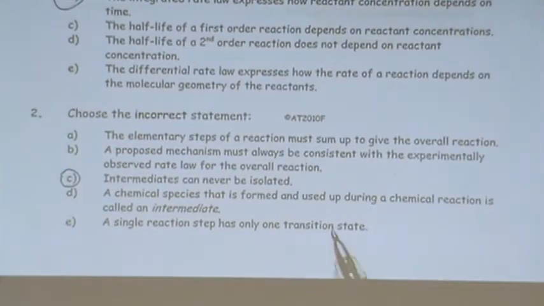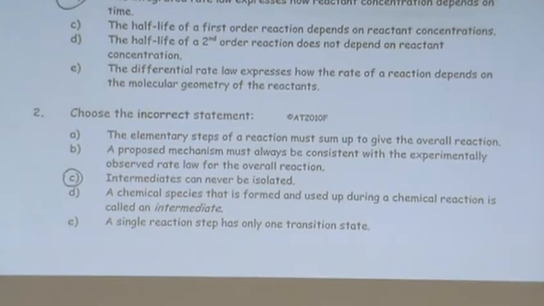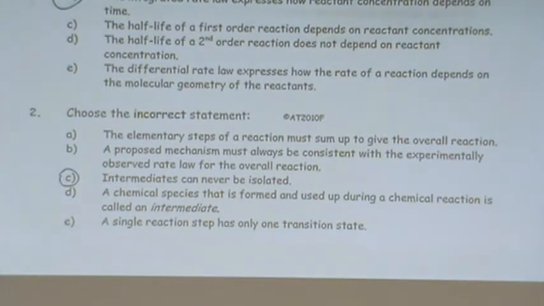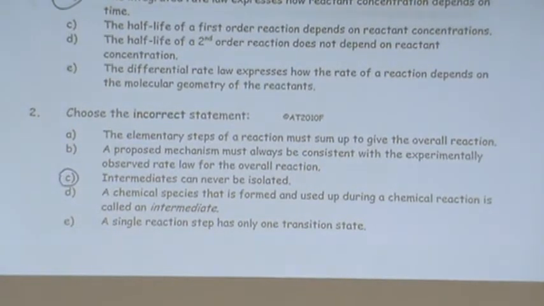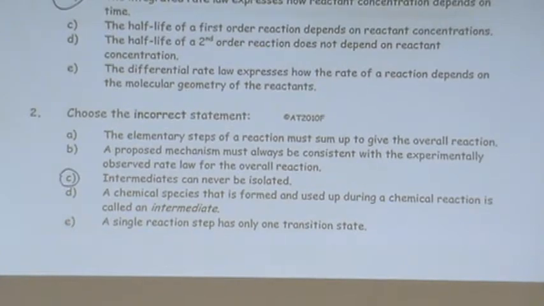A chemical species that is formed and used up during a chemical reaction is called an intermediate. That's the definition of intermediate. And a single reaction step has only one transition state. We didn't talk about it yet, a little bit yesterday, but you pretty much know from the example with two cars, right? You get that total kinetic energy from both of them at the moment of contact, right? And two molecules are together, or three molecules together. All that energy is together now there. Kinetic energy has become potential energy. That's something that is really ignored many times in the books, and it's good to understand it.